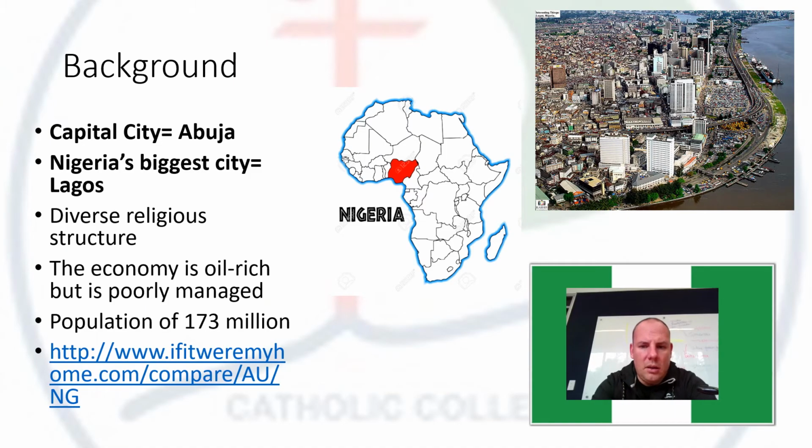So let's look at Nigeria, and we're going to look at Nigeria's biggest city, and that's Lagos. It's not the actual capital, that's Abuja, and it's one of the biggest countries in Africa. I think it's certainly in the top 10. It's very diverse. It has a population of 173 million, and there's lots of diverse religious cultures living in Nigeria.